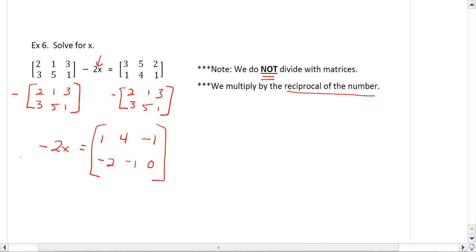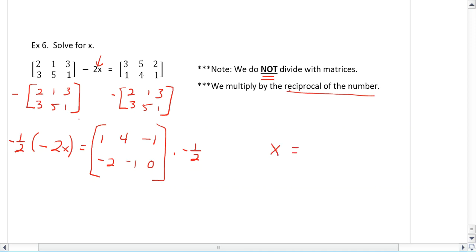So now here in regular equations, we'd be dividing both sides by negative 2. But we're not going to do that. We're not even going to start. There's no dividing with matrices because I don't want it to mess you up later. So instead of dividing, we're going to multiply both sides by the reciprocal of this coefficient. The reciprocal of negative 2 is negative 1/2. So we're going to multiply this side by negative 1/2 and multiply this side by negative 1/2. Here we would get x.